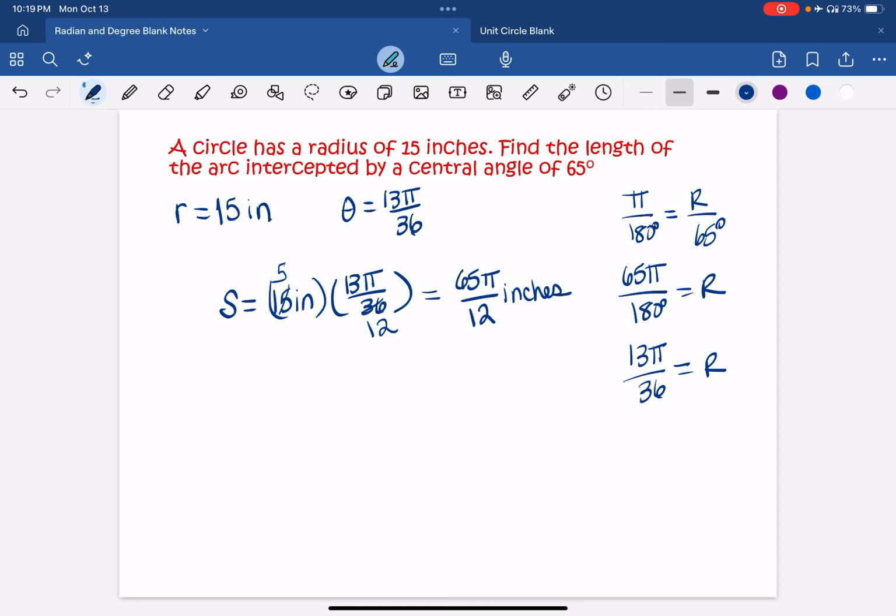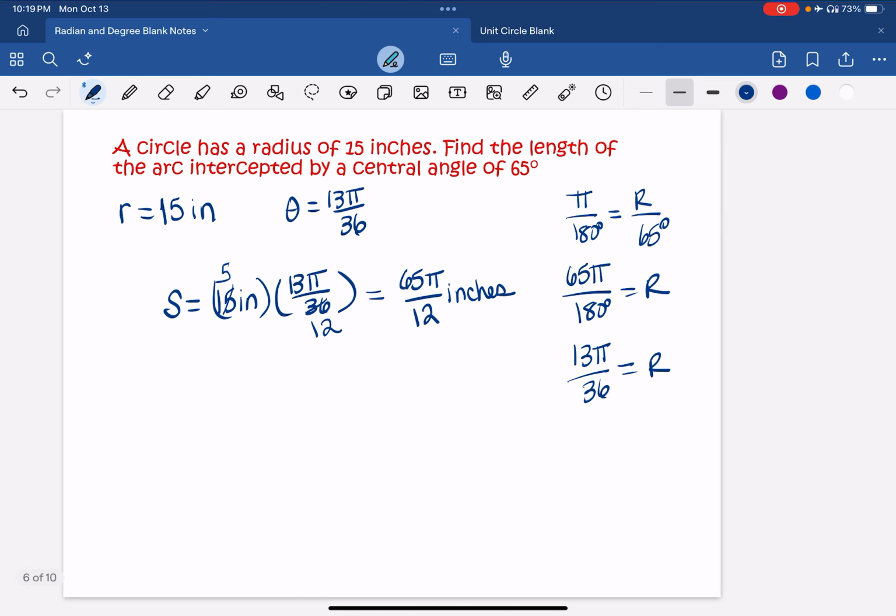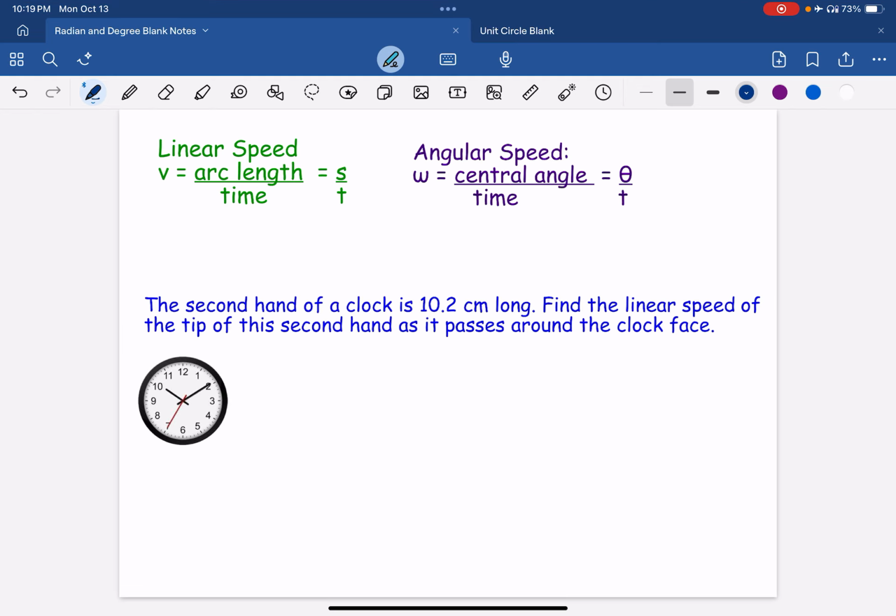All right, let's look at another example. All right, so now we're going to talk about linear speed and angular speed. Linear speed, we usually use v for velocity, okay? And that's going to be your arc length divided by the time. And we already know how to find arc length. We've talked about that previously. Angular speed is the speed of the angle, and we use this W looking thing, it's a Greek letter, to represent the angular speed, and that's going to be the central angle, our theta, divided by time.